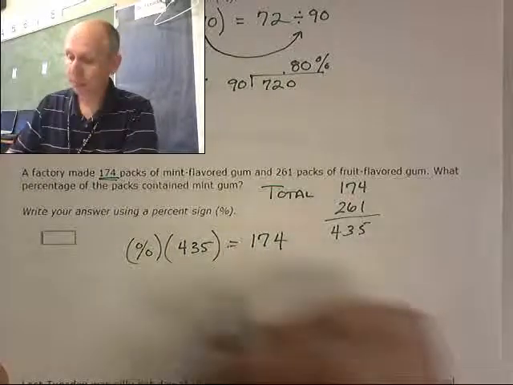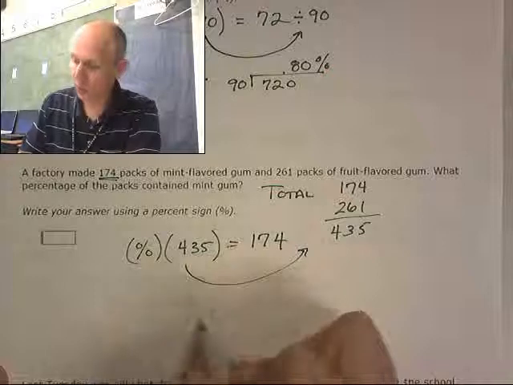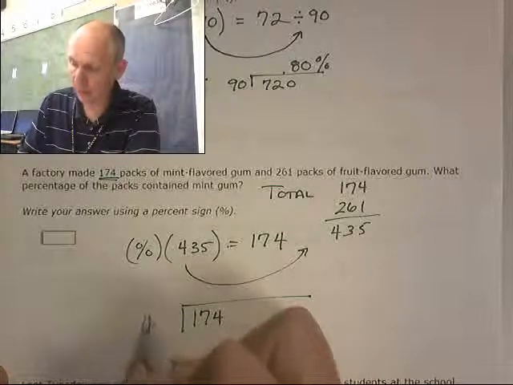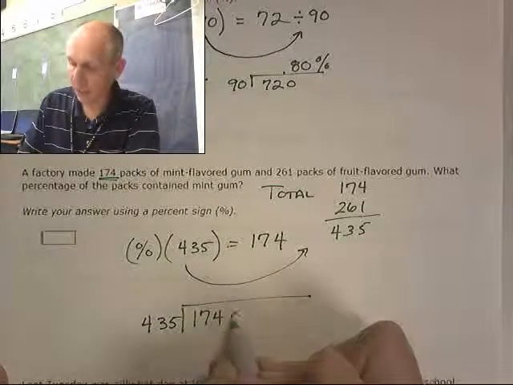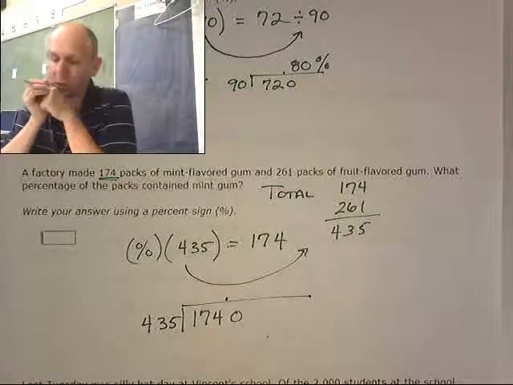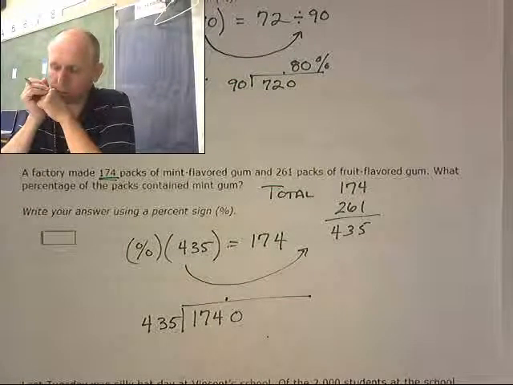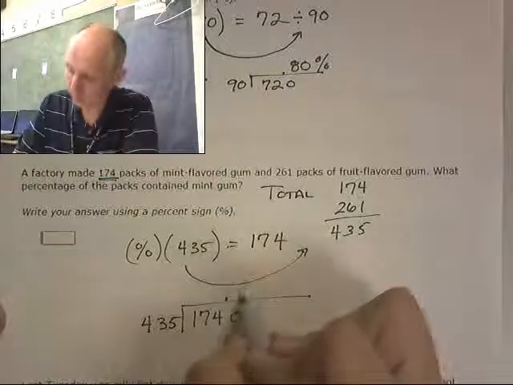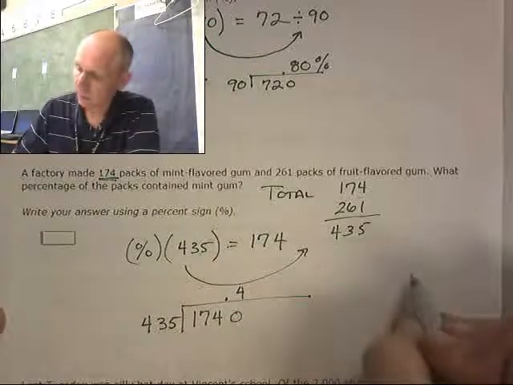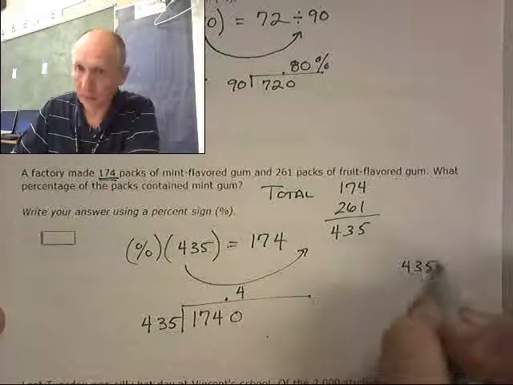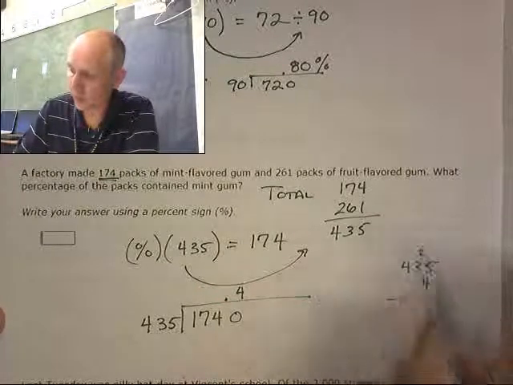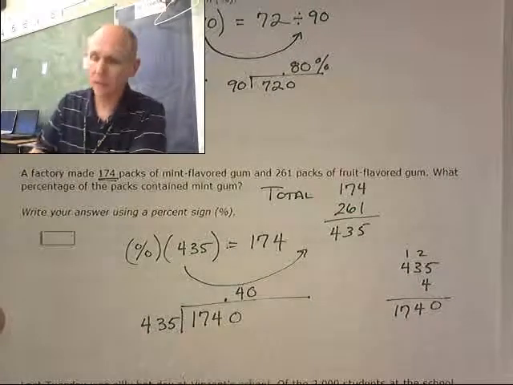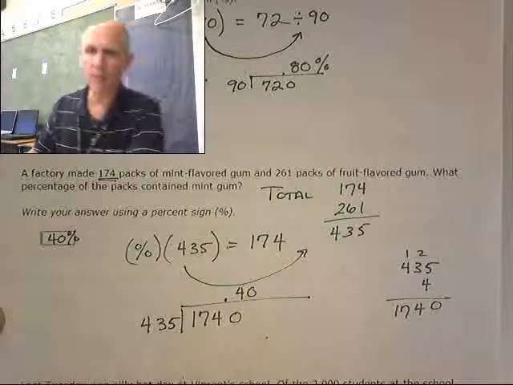And now we're set up for the division. Ready? Bring that over, do the division. So this is going to be 174 divided by 435. I'm going to add a 0 to it. Does it go in there 4 times? I'm hoping. Let's go with 4. 435 times 4. Nice. So only 40%. 40% is mint-flavored gum.